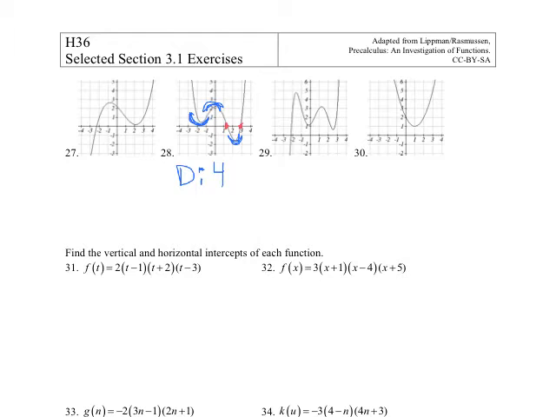Problem 30, we have no intercepts, so intercepts won't be useful to us, but we do see 1 turning point, so the degree is always 1 higher than the number of turning points, so our degree has to be at least a 2.